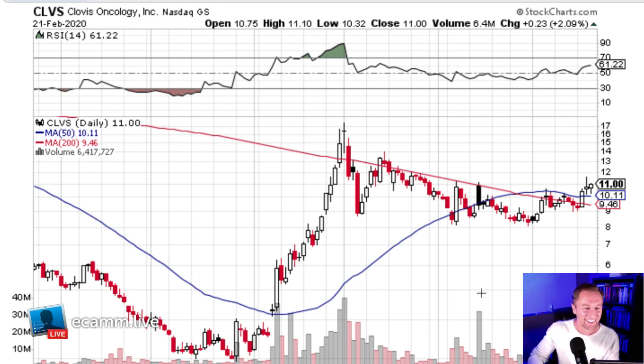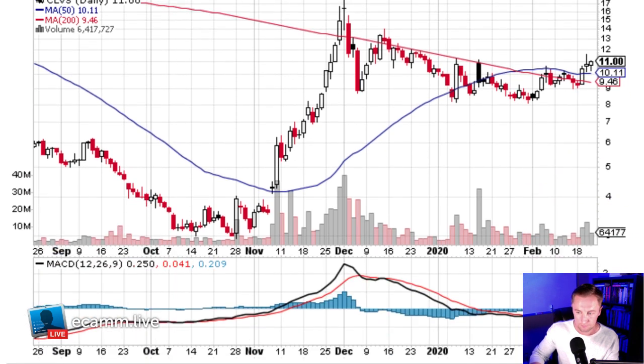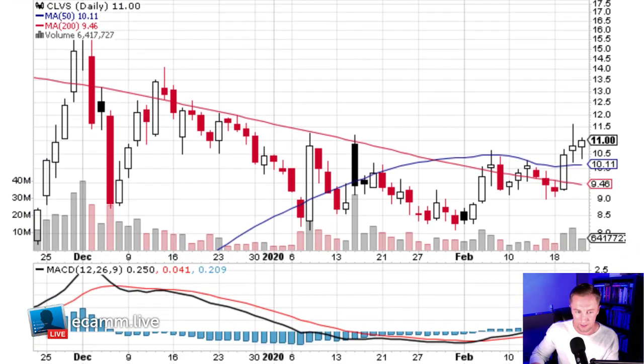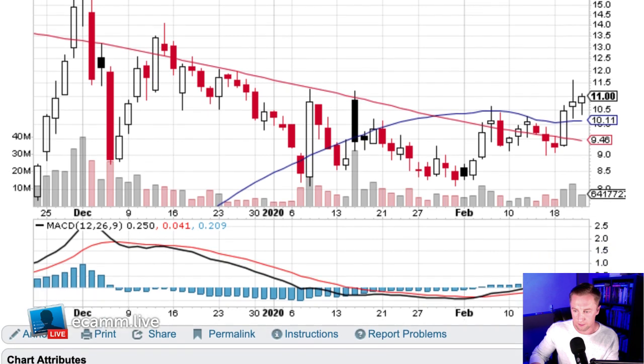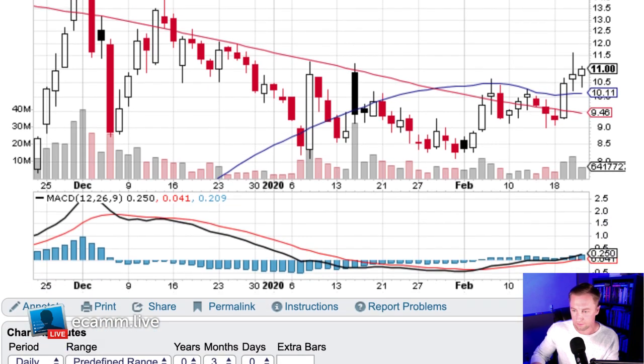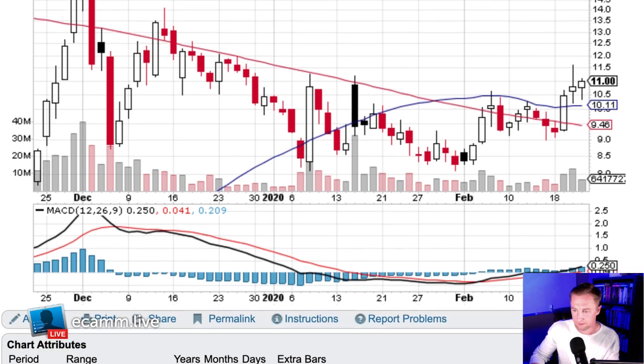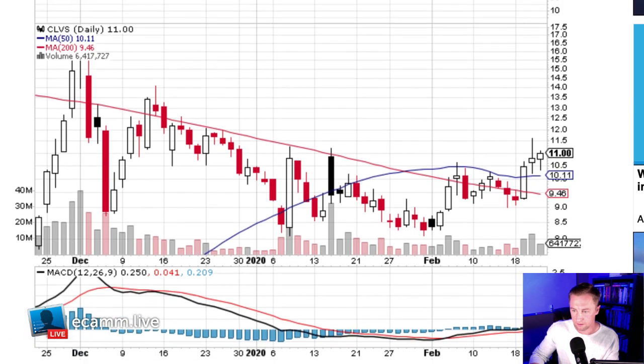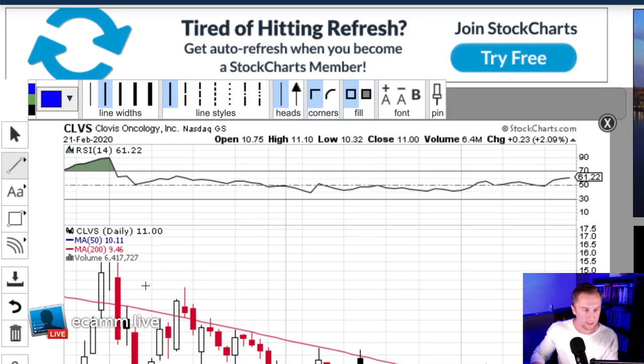Shoot. Okay, so CLVS. This is what I'm seeing here. I'm going to go back. I'm going to fill it to the 3-month chart. Let me update that. Go like that for you guys. Okay, so go a little bit higher. Let me see if you guys can see that. Zoom out just a little bit. This is difficult. Okay, so what I like about this right here is, check this out. So this is definitely going on the watch list.